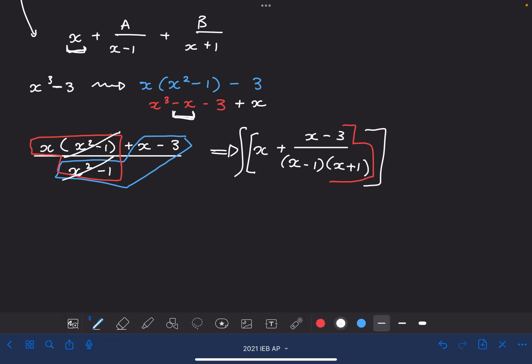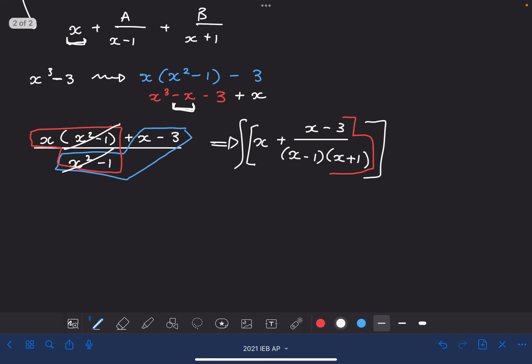So with that comes Heaviside's cover-up rule, which is essentially how you find the constants and how you partialize this in a pretty easy way. In general, since we have a quadratic in the denominator with two non-repeated roots, we expect that we're going to partialize this into something of the form a over x minus 1 plus b over x plus 1, sorry.